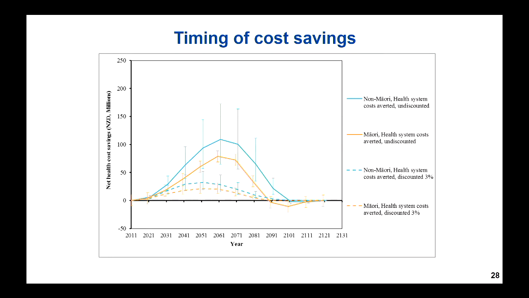Now, pop quiz time. This is the cost saving. So at this point, it's costing you money. Why is it costing society money? Why does it go beneath that axis there? Exactly. So we use what we call unrelated health costs.